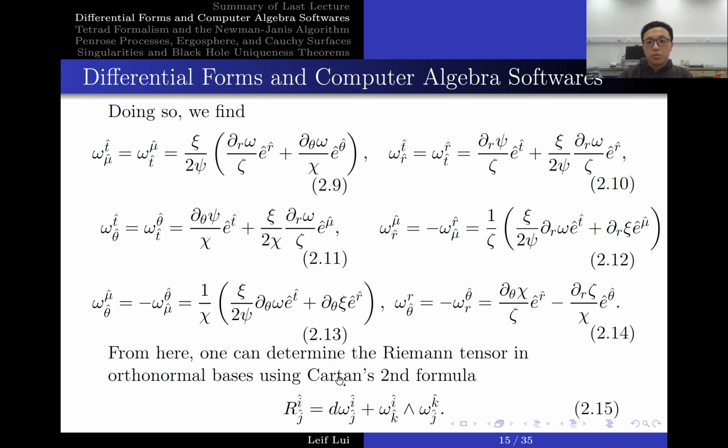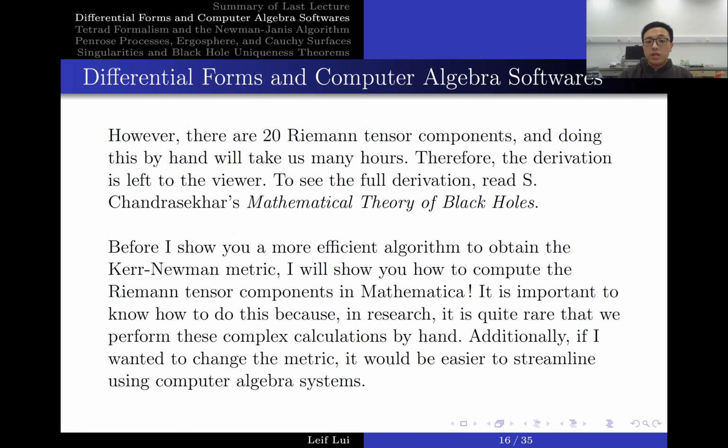And this is not easy to do because there are 20 Riemann tensor components. And doing this by hand will take many, many hours. So I will not do it in this lecture. Therefore, I will say the derivation is left for the viewer. And to see the full derivation in gory detail, I refer you to Chandrasekhar's Mathematical Theory of Black Holes.